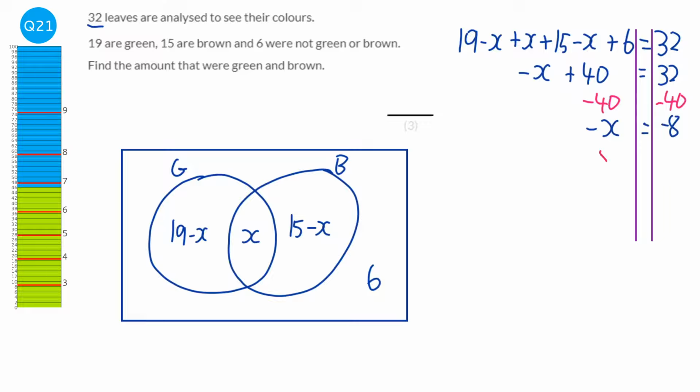And we can just times by minus 1 both sides to make them both positive. So now we know X is 8, we can start filling in the Venn diagram. So it's 19 take away 8, which will be 11. X is 8, so we know that that's 8, and 15 take away 8, which is 7. So find the amount that were green and brown. We know it's going to be 8.